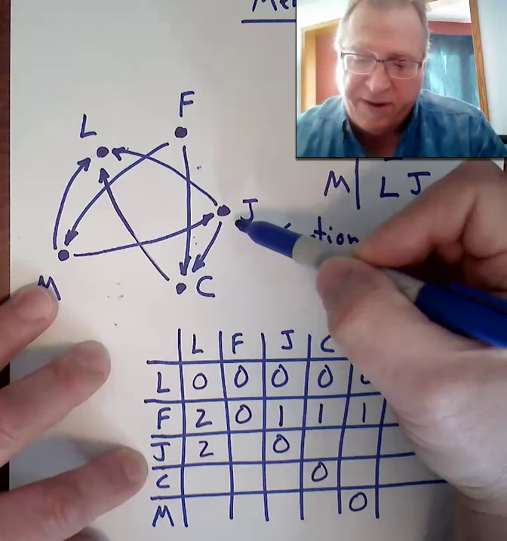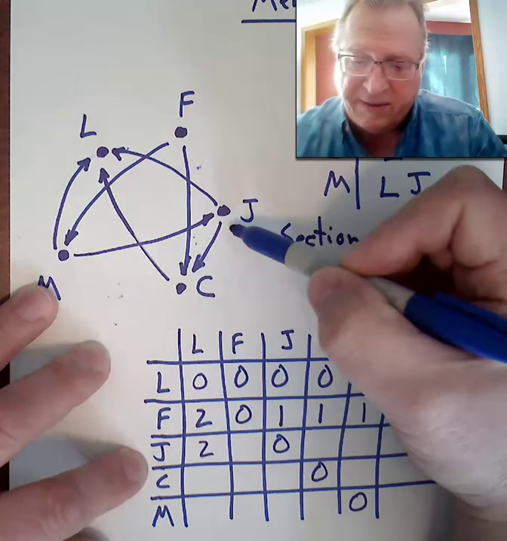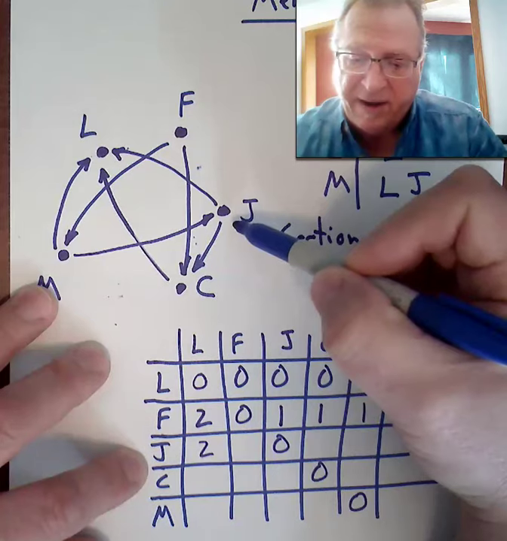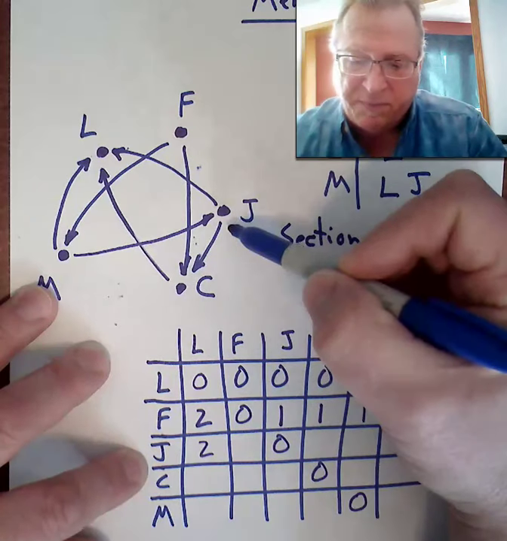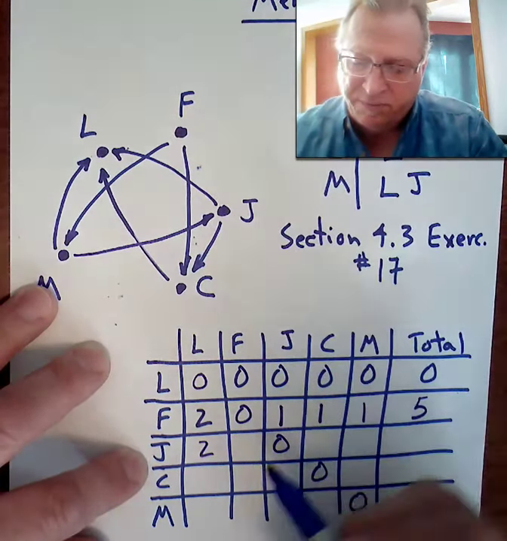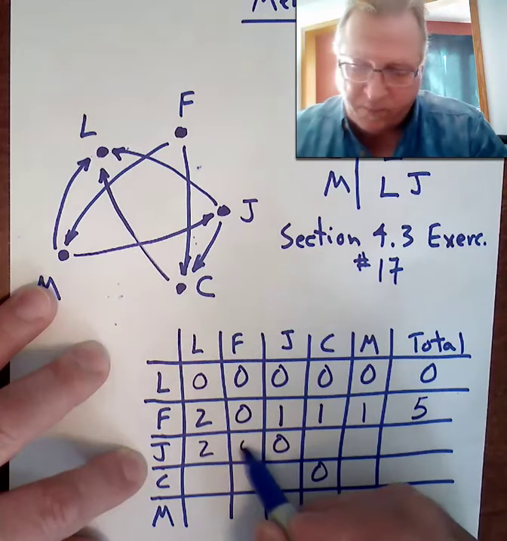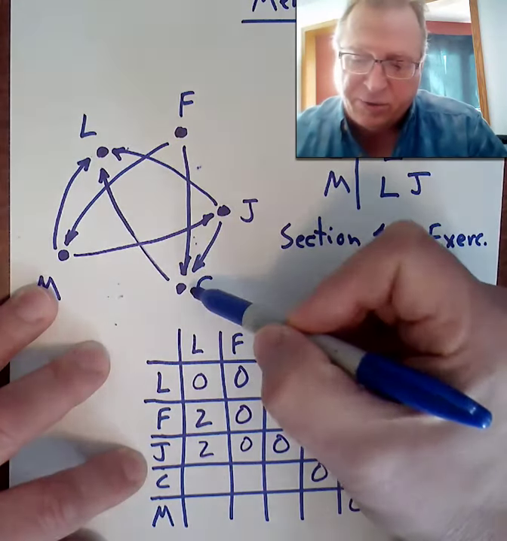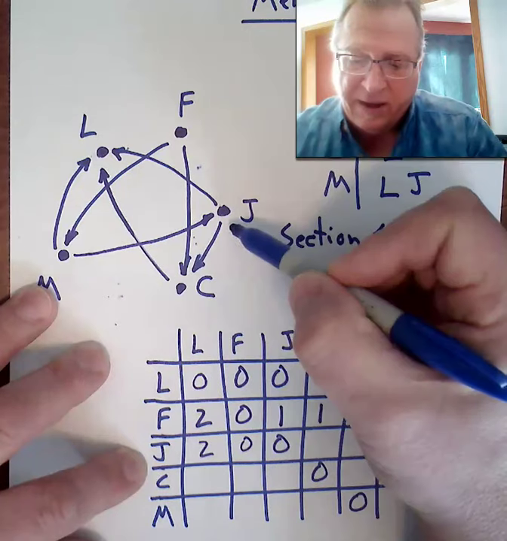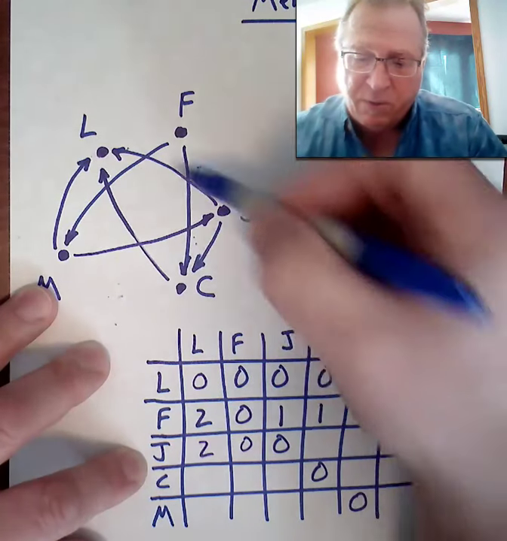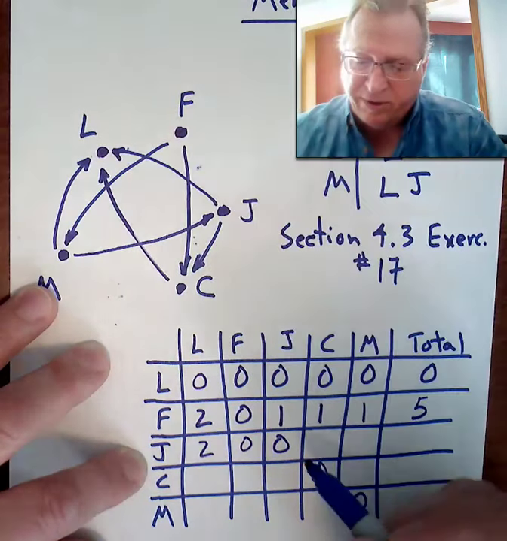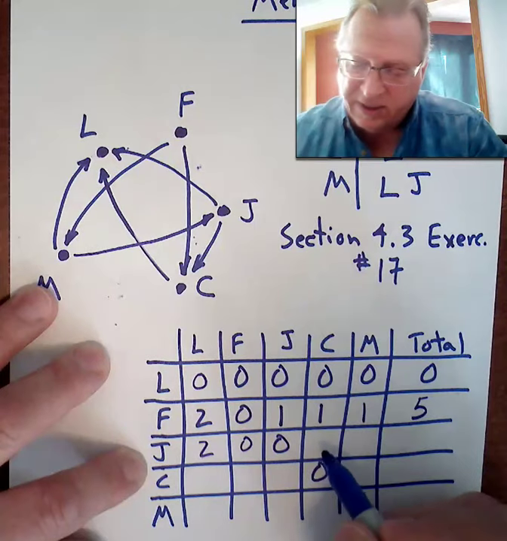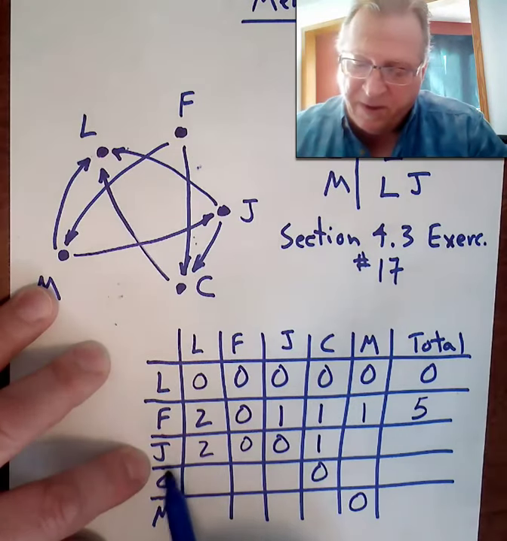J to F. Let's see. Again, 2 paths to follow. See if we can end up at F. J to C? No. J to L? Nope. Nothing there. Okay, how about J to C? J to C, there's a direct path. That's 1. Is there another way back to C? Nope, there's no other way back to C. We get a 1 in that cell.